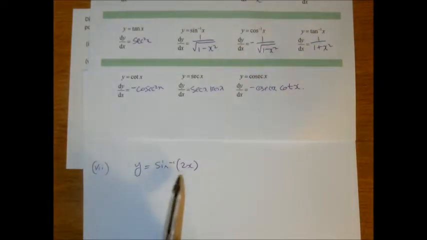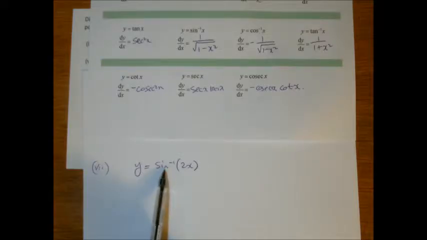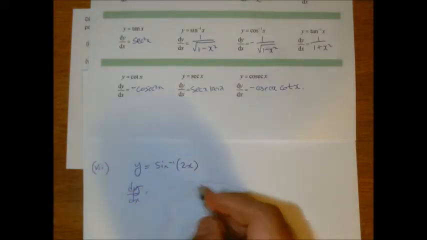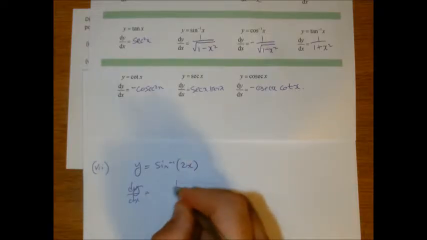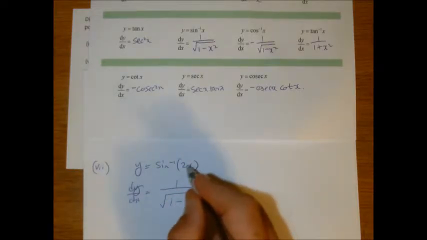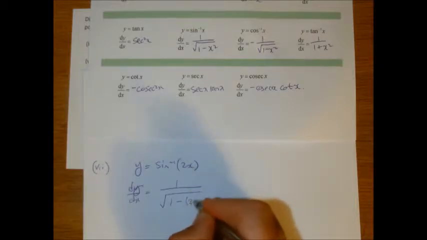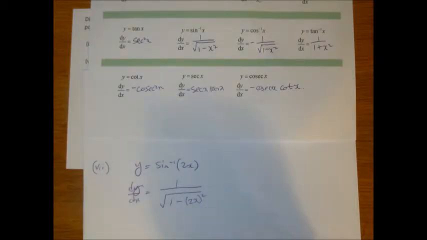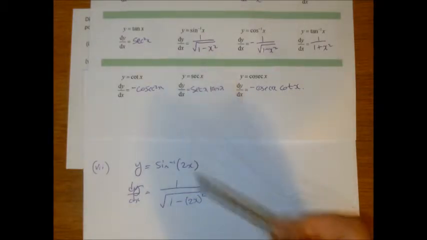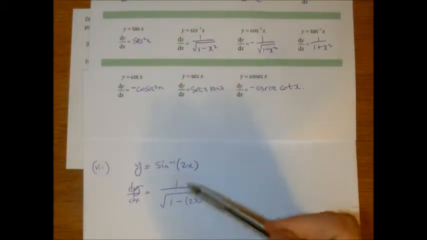Same thing here, you've got a function of a function, so the outside function is sine to the minus 1, the inside function is 2x. So when you do dy dx, this becomes 1 over the square root of 1 minus, well, in this case, there's 2x there. So you have that, replacing the x with 2x. So you differentiate sine to the minus 1, this is what you get.